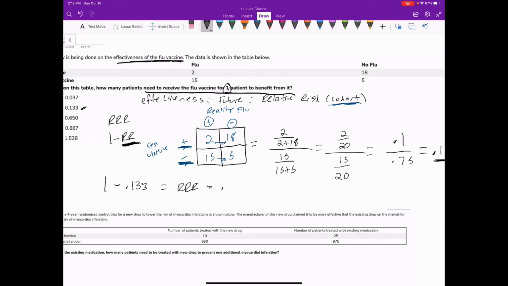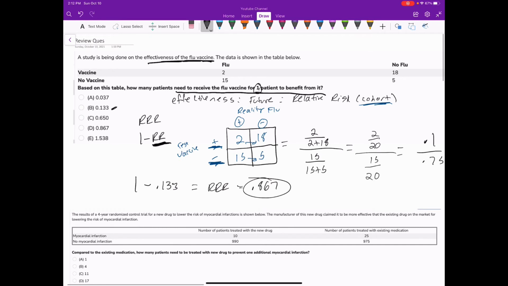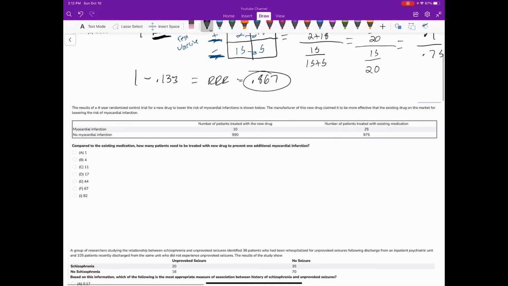That's going to equal 0.867. So our relative risk reduction, or the number of patients who need to receive the flu vaccine just so one patient could benefit from it, is going to be 0.867. Not too bad, right? Okay. Next one.